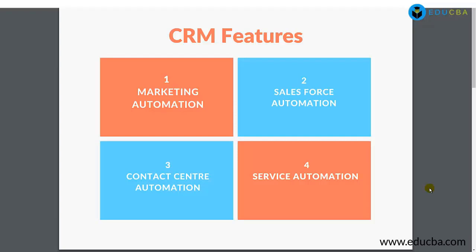So we have three main features. One is marketing automation, we have Salesforce automation, and now we have the contact center or support center automation. Calls can come in, emails can come in, web enquiries might come in, so we have to deal with them, right? Either it's getting delegated to us or it's getting auto-answered. So that is the contact center automation.